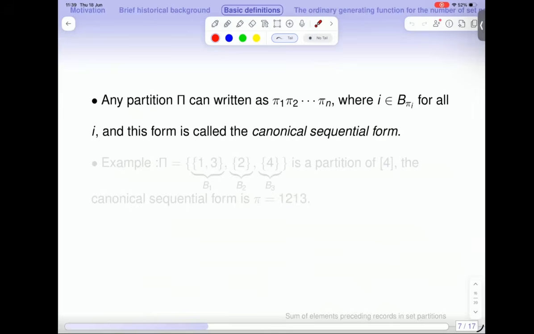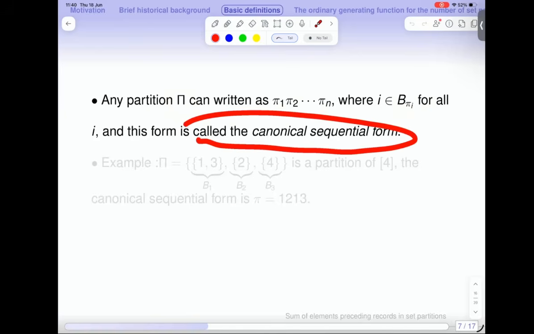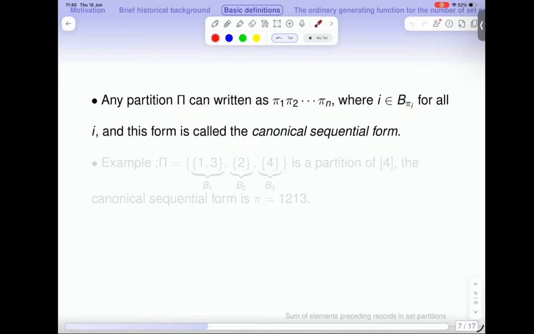Here we have another representation of any partition. Any partition pi can be written as pi_1, pi_2 to pi_n, where i is in block B_(pi_i) for all i. This form is called the canonical sequential form. That means, in particular, every set partition of the set [n] with exactly k blocks can be presented by a word of length n over the alphabet [k], and this correspondence is one-to-one.